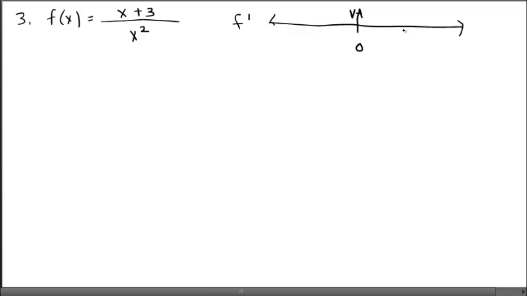Okay, so that's why I didn't build the f prime number line first in the previous example because the domain was all real numbers. There wasn't anything interesting to consider. There were no breaks in the graph.